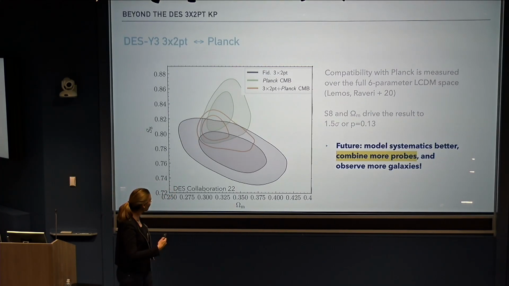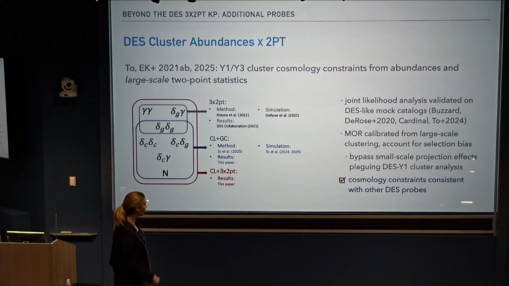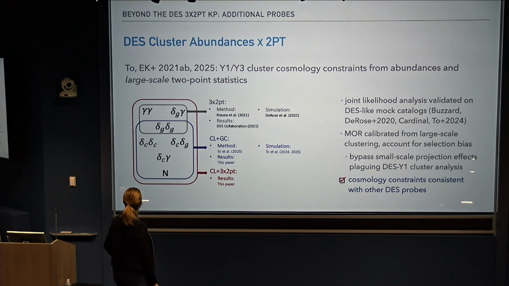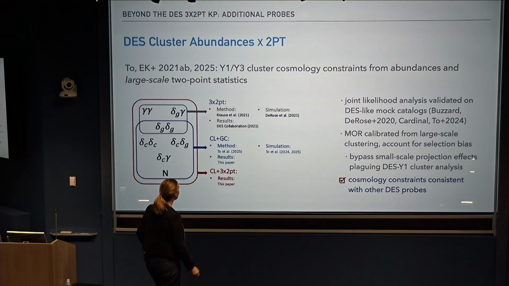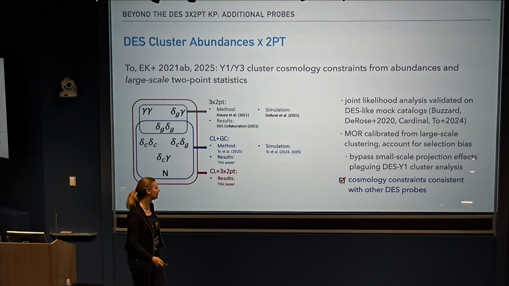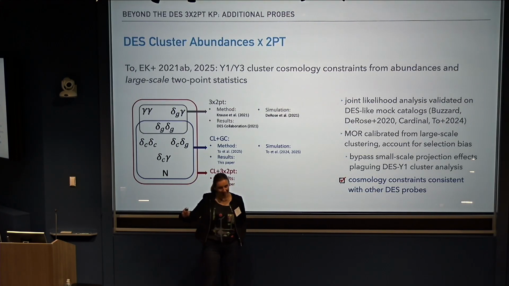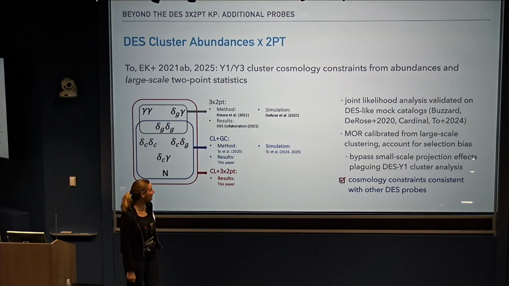All right, other avenue, combine more probes. Here I just briefly want to highlight cluster counts in a different analysis than what I showed you before. Now not using the small-scale mass calibration, but using large-scale cluster clustering and cluster lensing to basically determine the mass-observable relation through the halo bias mass relation. And that's an effort really led by Chunhao To, who has now applied this to DES year 1 and year 3, and finds cosmology consistent with other DES probes. That's a great step for optical cluster cosmology.